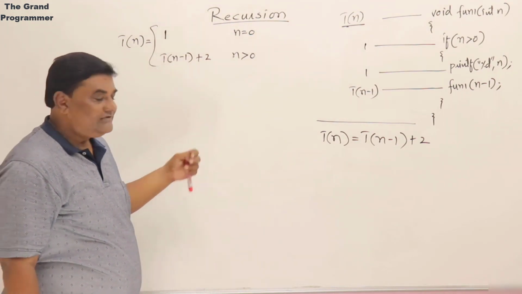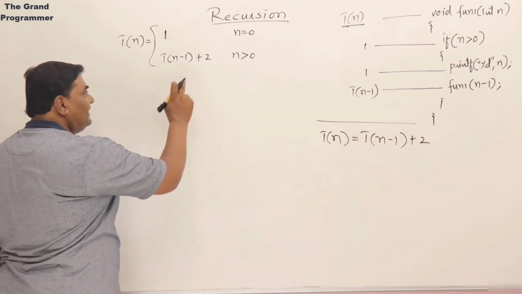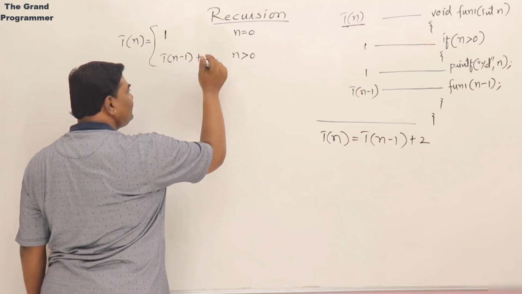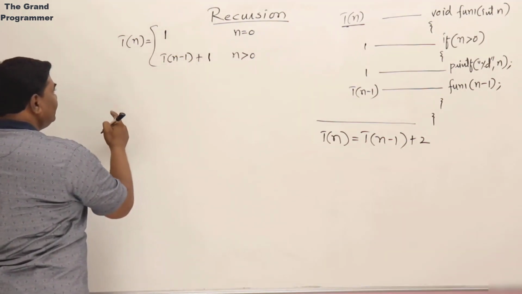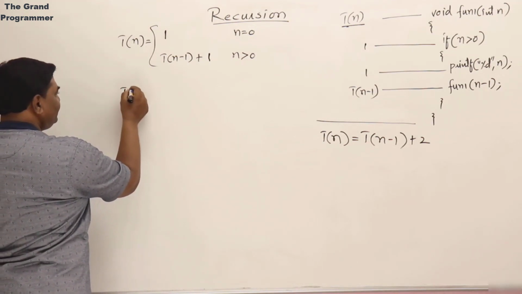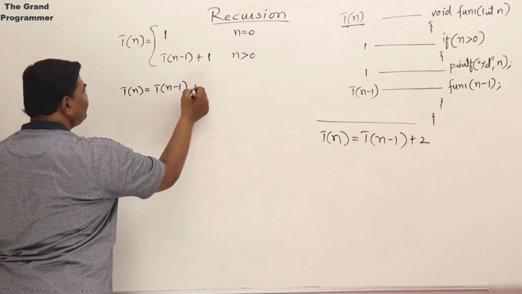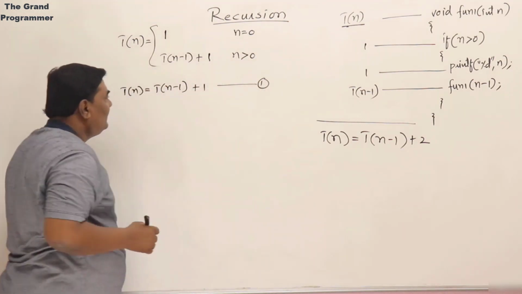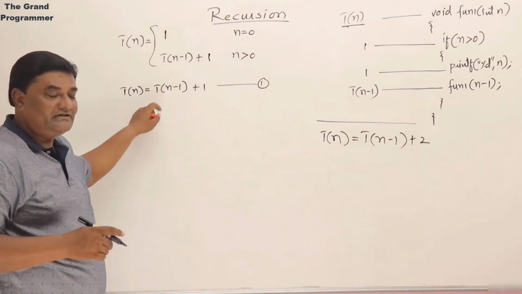So let us solve this one. Before solving this, I should tell you one thing. If you have any constant value here, then let us write it as 1. That means constant. Now let us solve this. So the recurrence relation is T(n) = T(n-1) + 1. This is the first equation we have. I can solve this if I know what T(n-1) is.